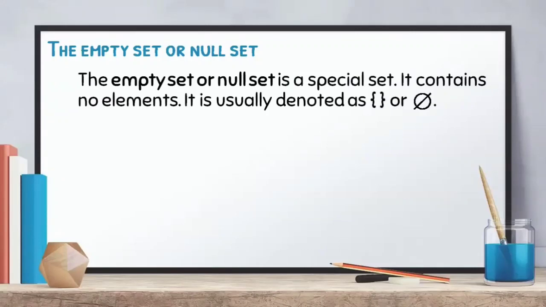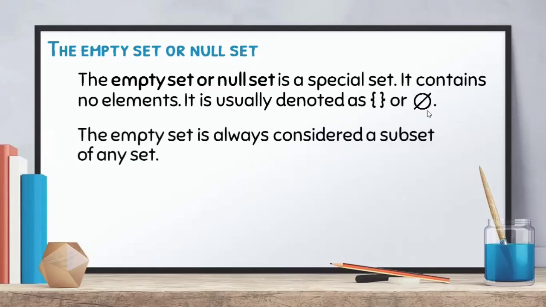Now, what is an empty set? The empty set or null set is a special set. It contains no elements. It is usually denoted by open and closed braces, which we call the empty set, or this symbol here, which is the null set, right? The empty set is always considered a subset of any set. So for every set, we usually have the empty set as one of its subsets, okay?